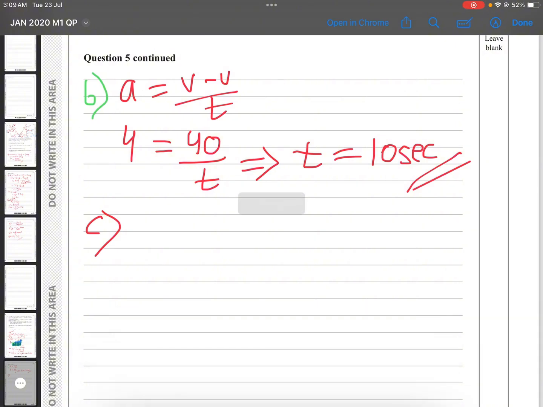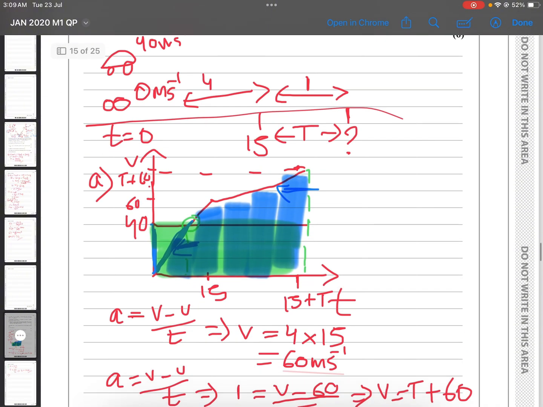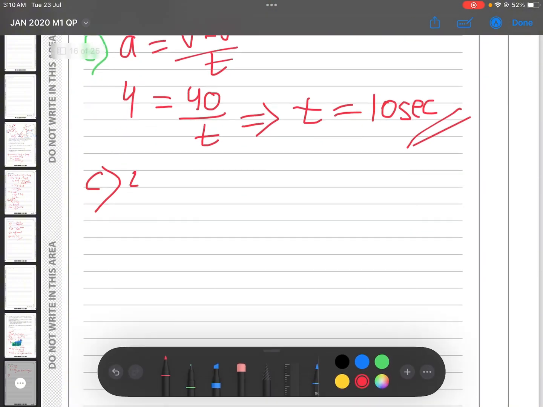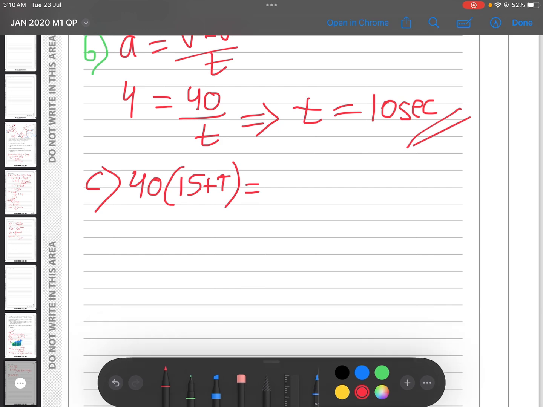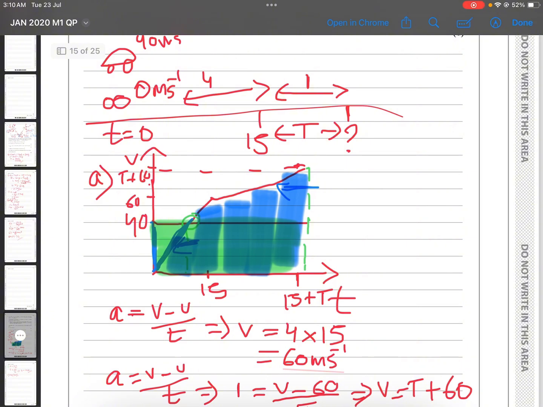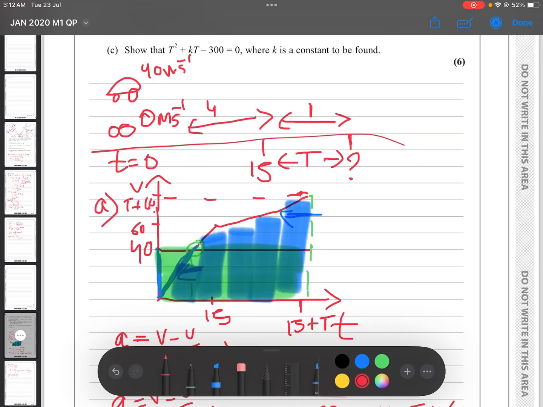Considering first the car, it's a rectangle, so it's length times breadth. So 40 times (15 plus t) is going to be the distance for the car. 40 times (15 plus t), which is going to be equal to the area under the curve for the motorcyclist. For the motorcyclist, it's a trapezium, as we can see. For the trapezium, what we can do is separate it out.